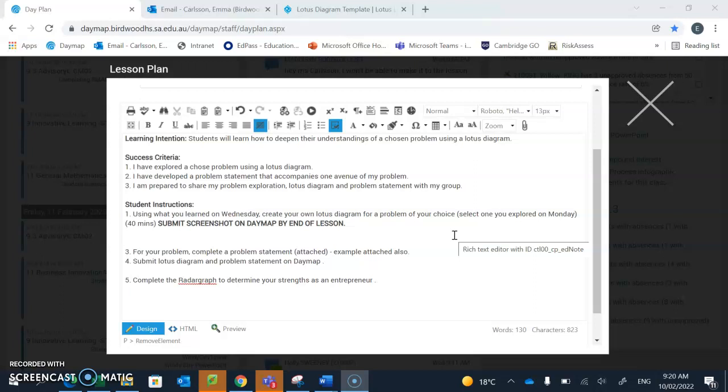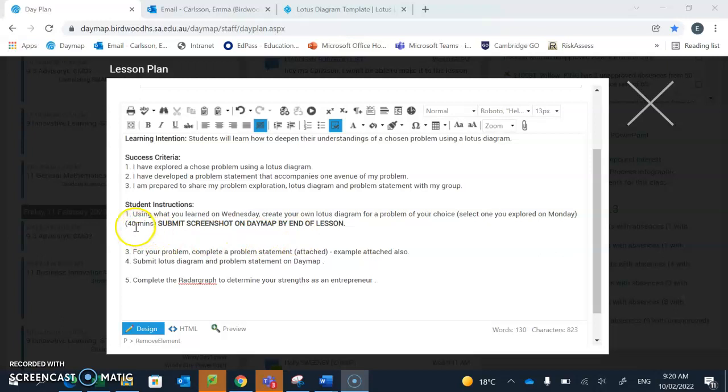All right, so starting off, using what you learned on Wednesday, you need to create your own lotus diagram for a problem of your choice. You explored three on Monday: one social, one ethical, and one environmental problem. I want you to choose one of those problems and complete a lotus diagram on it, okay? So we went through how to do that on Wednesday. I have attached an exemplar, which was the one that we created on Wednesday, to our lesson here, just in case you need to jog your memory or anything like that.